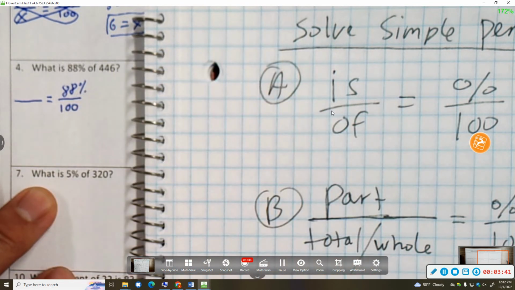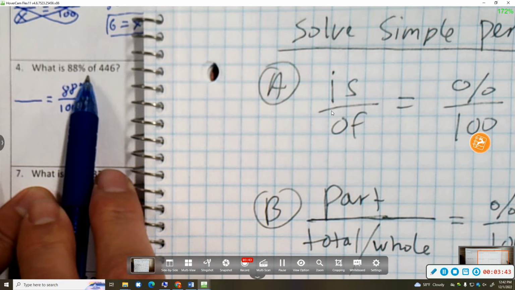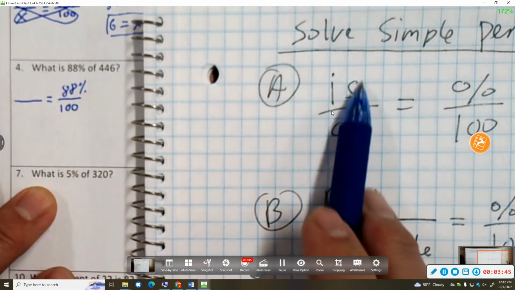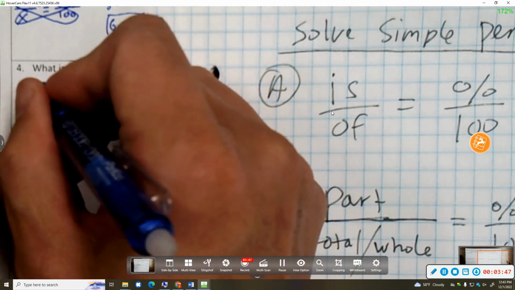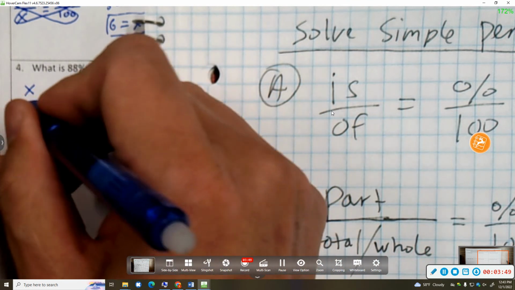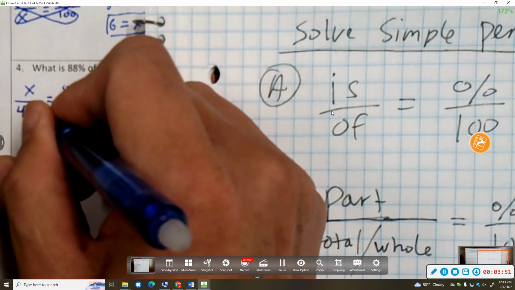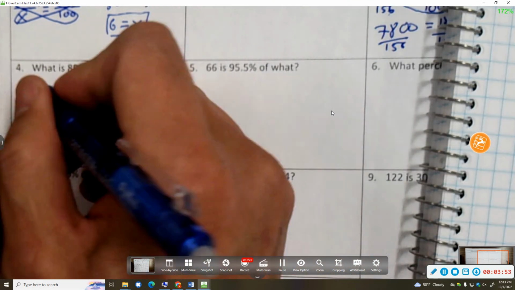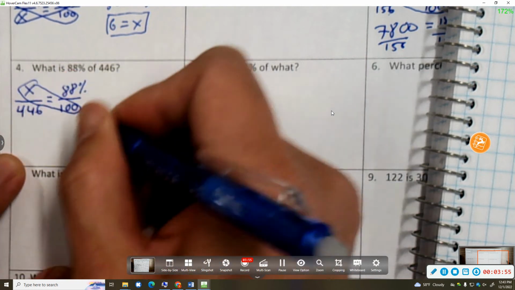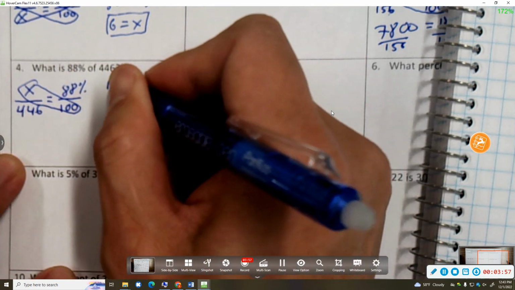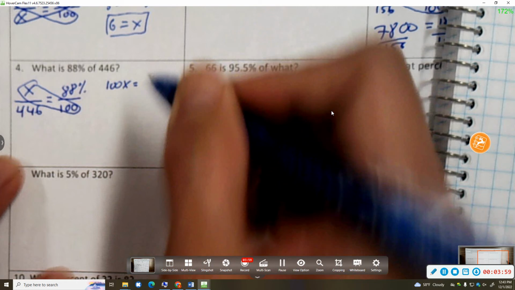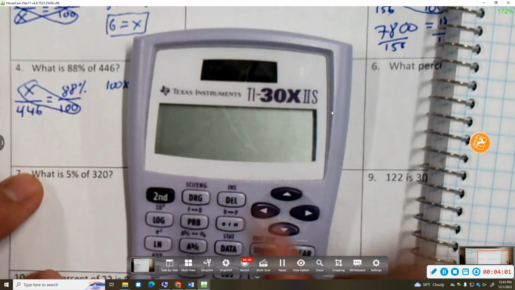Okay, and then it looks like they give you the of, but not the is. So the is is missing, so that's your x. And the of is 446. Once you get there, you can just cross multiply. So right over here, that's 100x. And that's a big number. I'm going to go ahead and use a calculator real fast.